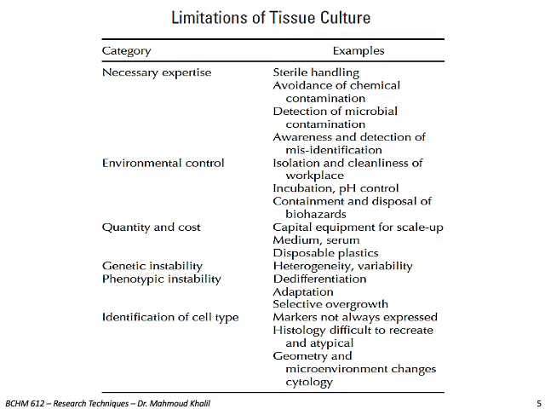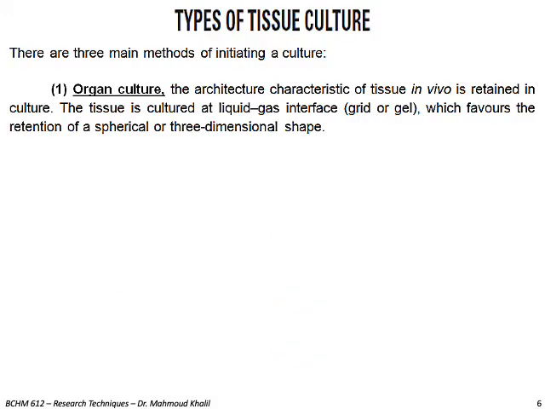Identification of cell type. Markers are not always expressed in cell culture, and histology is difficult to recreate and atypical. The geometry and the microenvironment change cytology. So, what are the types of tissue culture? There are three main methods of initiating culture.